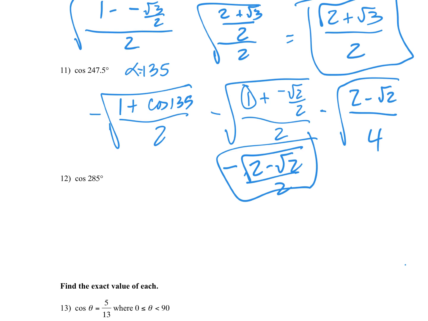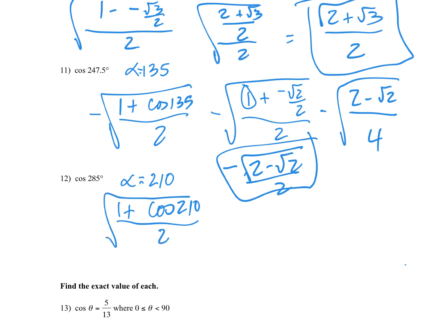So when we double 285, we get 570. And when we subtract 360 from that, we get 210. So here alpha is going to be 210, and that's on your unit circle. So it's the cosine. So it's 1 plus cosine of 210 over 2, all under the radical.